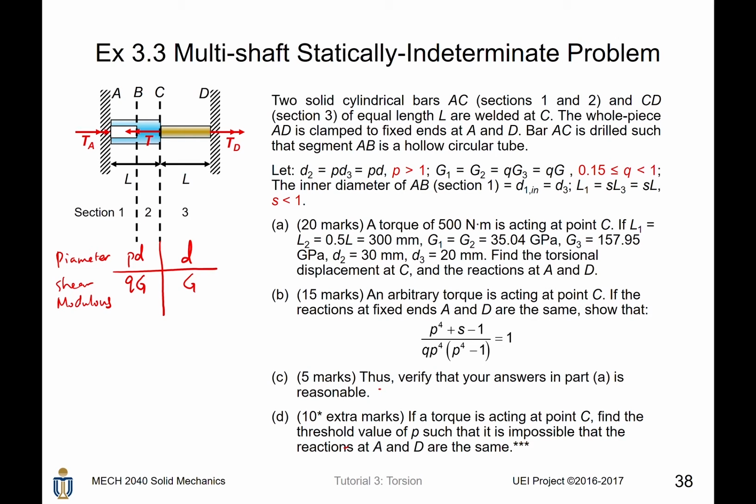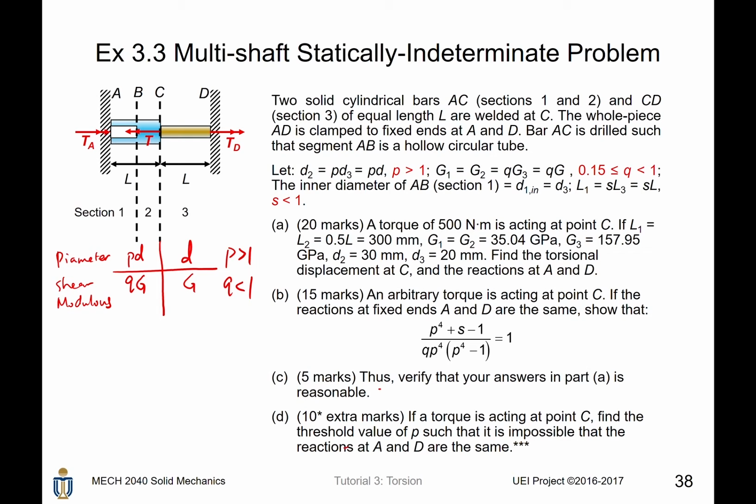So the diameter of the brown bar is D, while the diameter of the blue bar is PD, where P is greater than 1, meaning that the diameter of the blue bar, or the outer diameter of the hollow circular bar, is greater than that of CD. Besides, the shear modulus of segment CD is G, while the shear modulus of AC is QG, where Q is less than 1. That means the stiffness of the blue bar is lower than that of the brown bar.